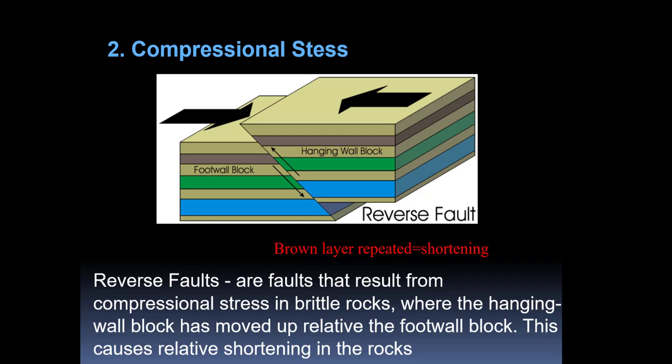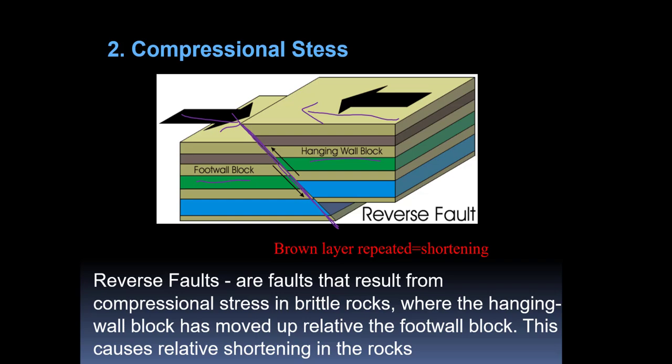The second type is the compressional stress, or compressional environment, and this is what happens along convergent plate boundaries. Here we have most commonly the reverse fault. So this shows a reverse fault right there. That's the fault line. Below the fault line is the footwall. Above the fault line is the hanging wall. What you can see here is the forces are going toward each other, so it's a big compressional stress, basically.